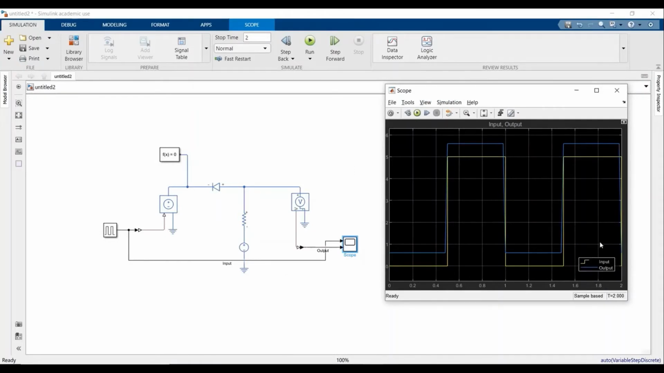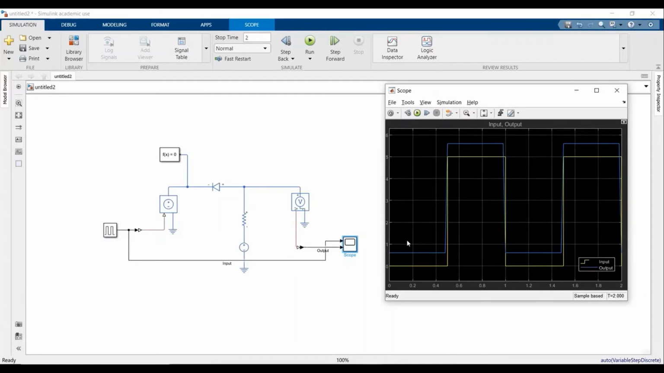Okay, so this shows you the input and the output of this circuit. My input pulse is 0, and for the output I get about 0.6 volts. And then when the input is 5 volts, I get about 5.6 volts. From a digital circuit's point of view, this is low, this is high.